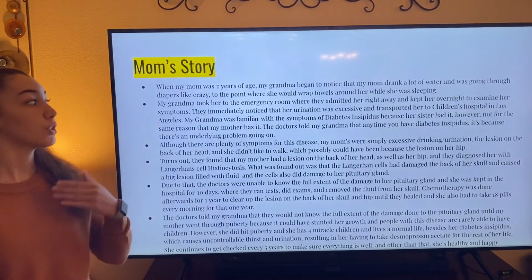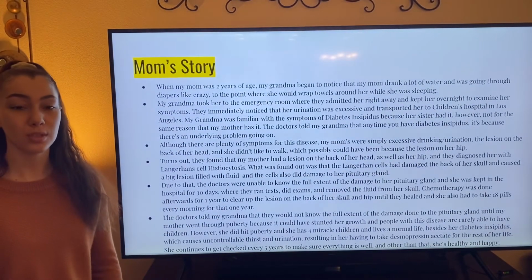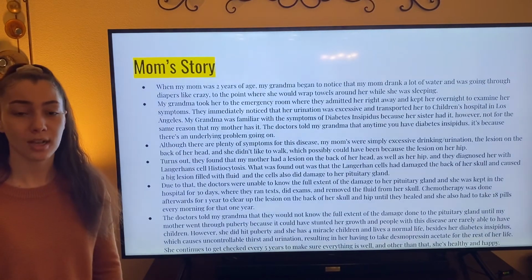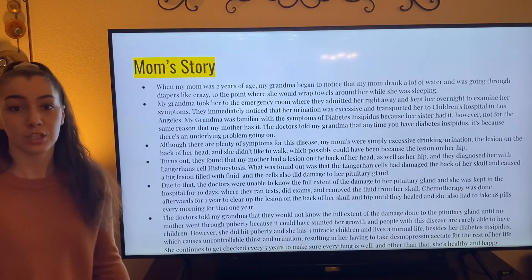Now, I did want to actually talk about my mom's story because this is the whole reason that I decided to do this disease and research it more, because I knew that my mom was diagnosed with it as a child, and it's always interested me to learn more about what exactly she was diagnosed with.